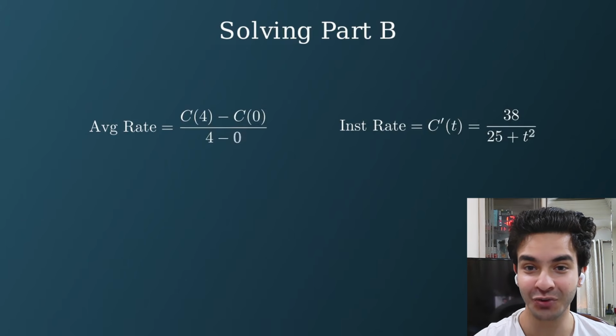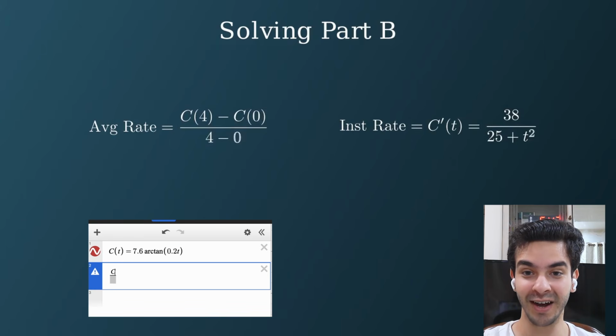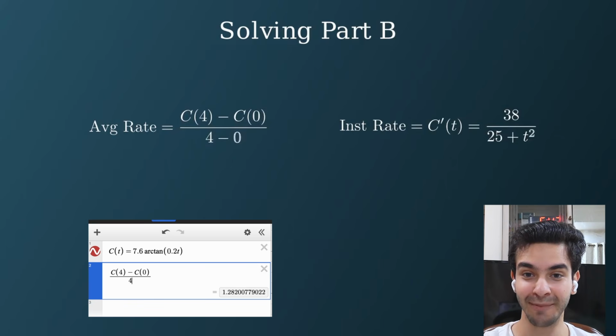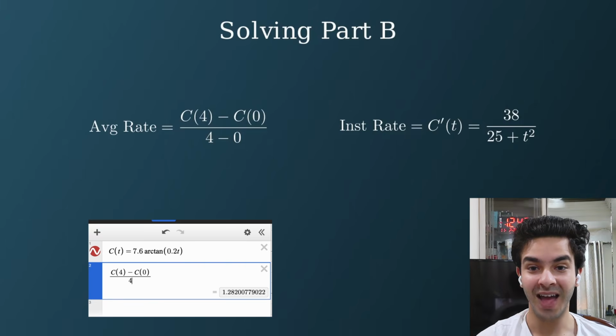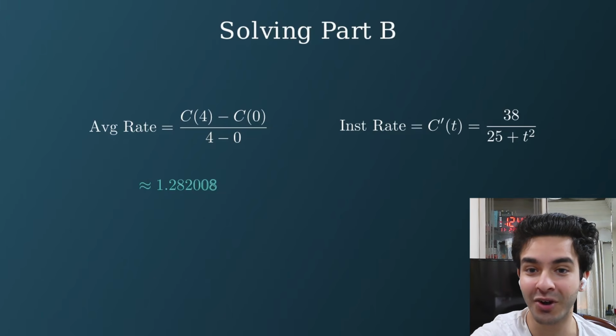And so for the average rate of change, let's just plug it into Desmos. Since we already defined the function in part A, the calculation becomes really simple. We just type the slash to get the fraction, and then we just literally type in our formula. And we're left with this 1.282 figure over here. For the calculation, I just recommend leaving as many decimal points as possible, it just makes us more accurate.